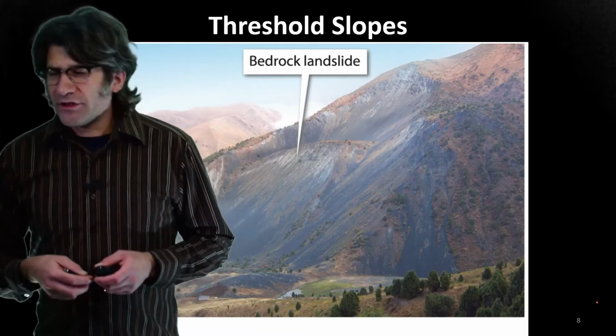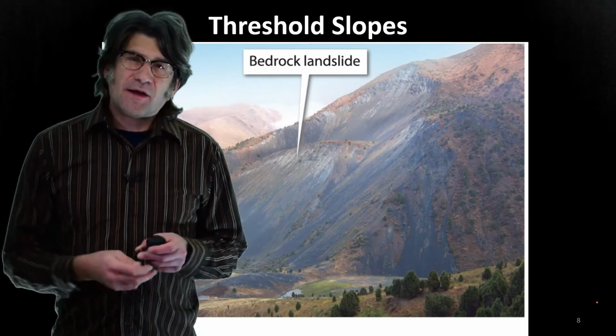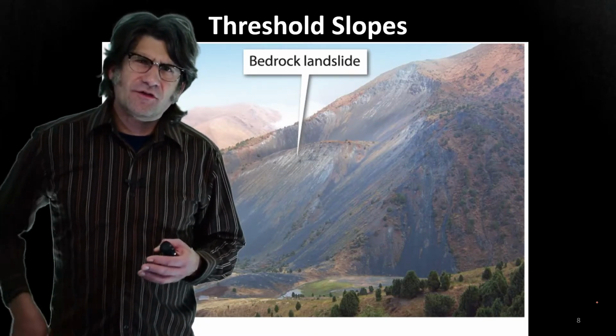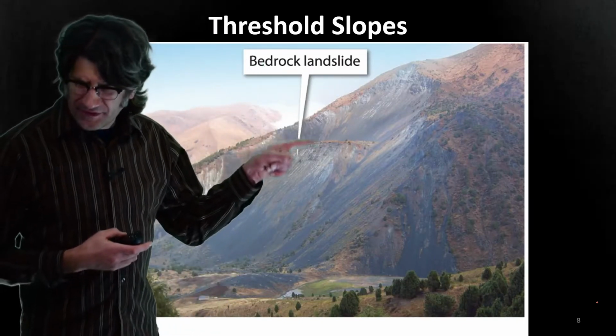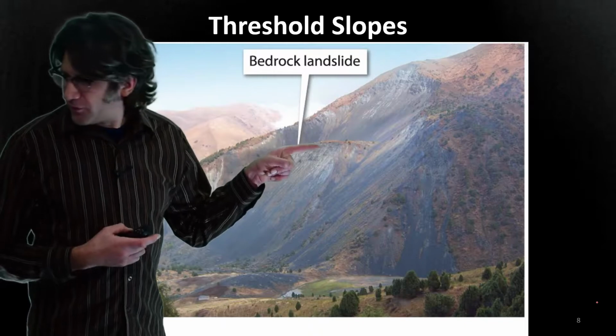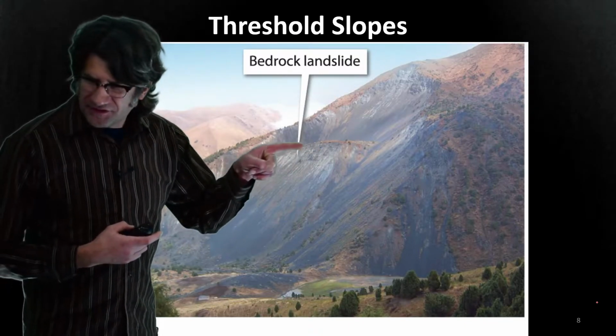Okay, another really important concept when thinking about the morphology of slopes is something called the threshold slope. Now, a threshold slope is like this right here. This big slope here where we've had a giant landslide.